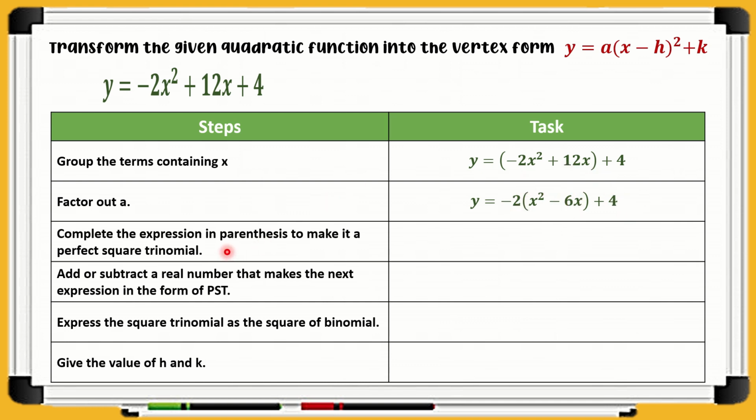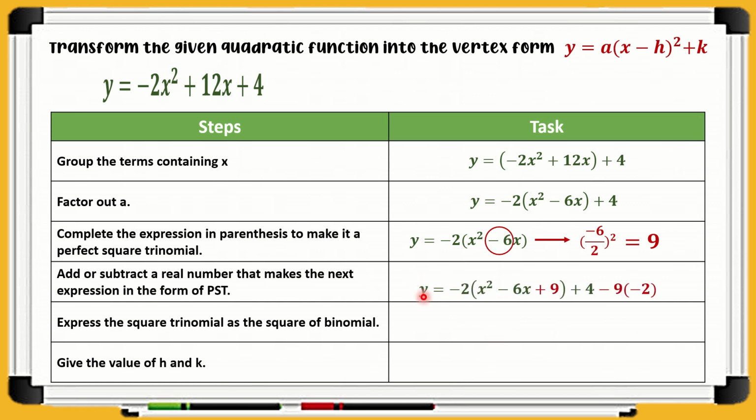Let us complete the expression in parentheses to make it a perfect square trinomial. Remember, we are just referring to the numbers inside the parentheses. Then we have y is equal to negative 2 times x squared minus 6x. We will just get the coefficient of x, get the half of it, and square the given answer. So we have negative 6 divided by 2 is equal to 3, and 3 squared is equal to 9. So from here, we will add or subtract these numbers to our equation.